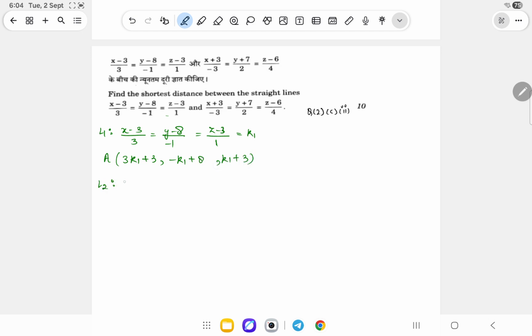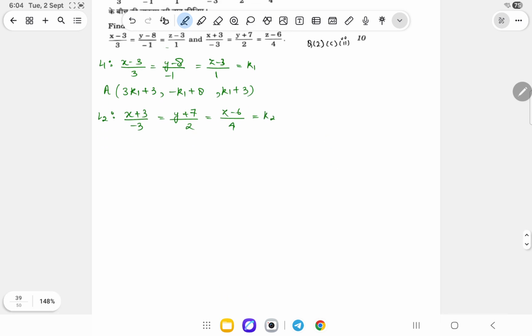Likewise, line 2 is given to me as (x plus 3)/minus 3 equals (y plus 7)/2 equals (z minus 6)/4. Let's equate it with k2 and find any arbitrary point, and let's name the arbitrary point B. Any arbitrary point would be (minus 3k2 minus 3, 2k2 minus 7, 4k2 plus 6).